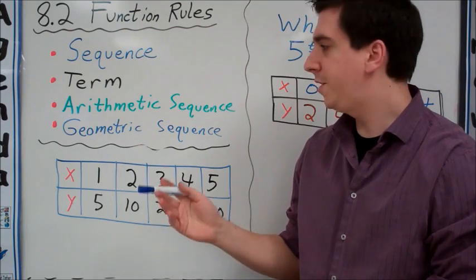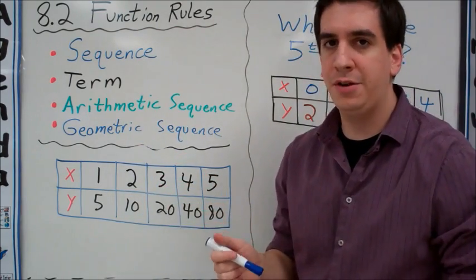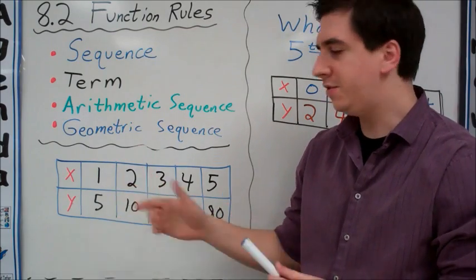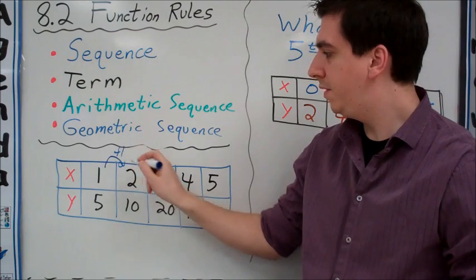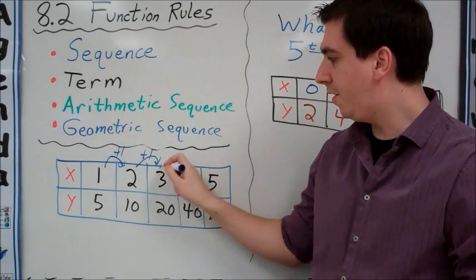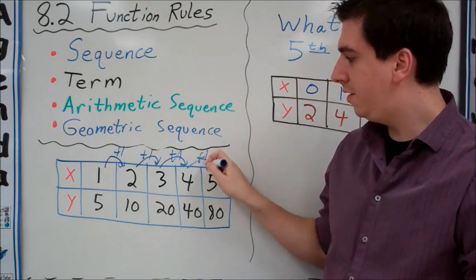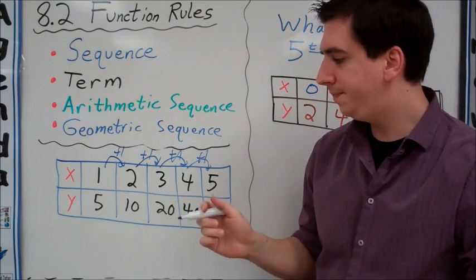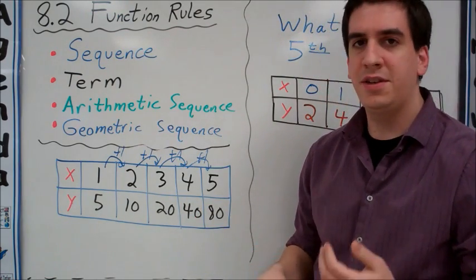Now we're going to discuss what makes up a geometric sequence. It's still a sequence, there's still a pattern to it, but the pattern is a little bit different. Let's look at this one. From 1 to 2, our change is plus 1. From 2 to 3, your change is also plus 1. From 3 to 4, you have a plus 1 change. From 4 to 5, you have another plus 1 change. So that's starting to look kind of the same as an arithmetic sequence.